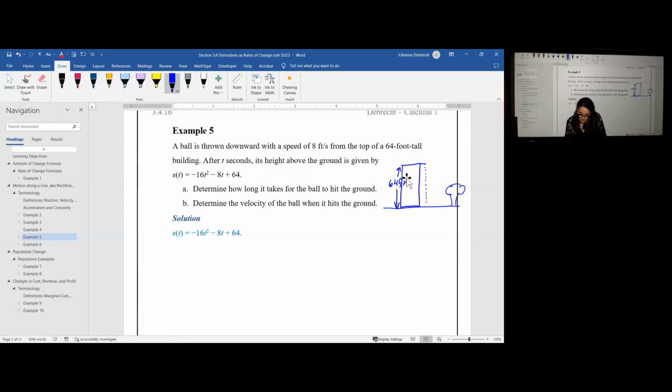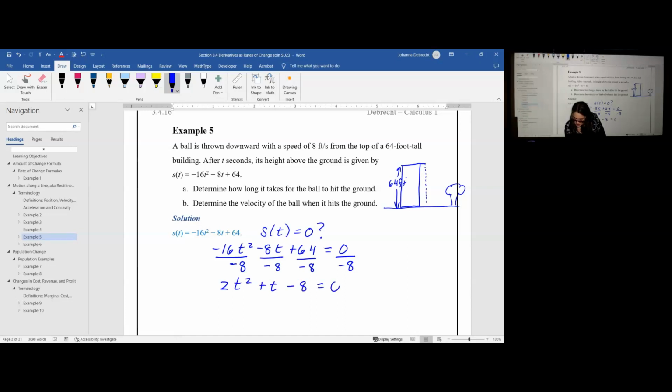In this case, we need to find out when S of t equals 0. In other words, what's t when S of t is 0? We set this equation equal to 0 and we solve. Notice that there is a common factor of 8, which we can divide from all 3 parts. I'm going to divide by a -8 so that I can get my highest degree term to have a positive coefficient. This gives me 2t squared plus t minus 8 equals 0.